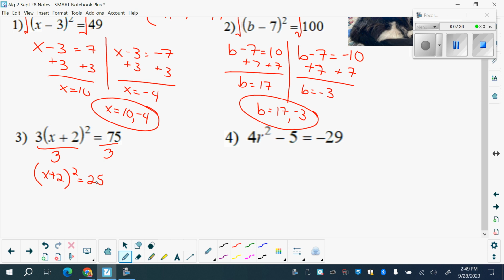And what next? Square root. So we get x plus 2 is 5. What's my other equation? X plus 2 equals negative 5. And then solve them. And we get x is 3. And this is like plus a negative 2. And that's going to be a negative 7.